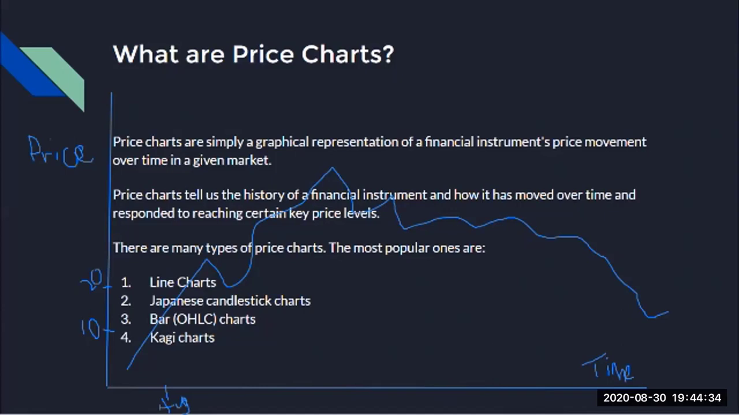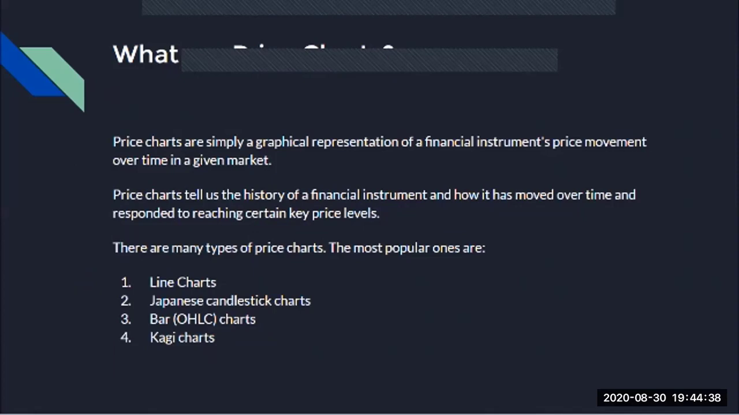So that's basically what price charts are. So what do they do? What functions do they serve? They tell us the history of the financial instrument and how it has moved over time and responded to reaching key price levels. So now there are many types of price charts. The most popular ones are line charts. What I just drew now was a line chart. So we have the Japanese candlestick charts. That's another type of chart.